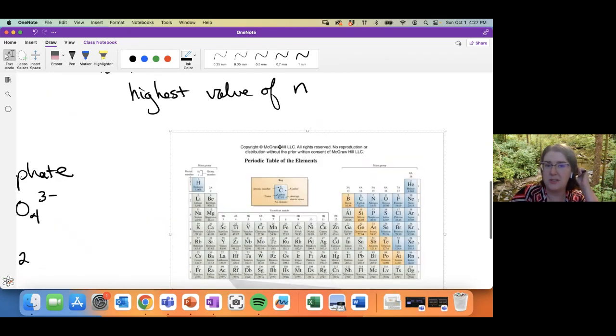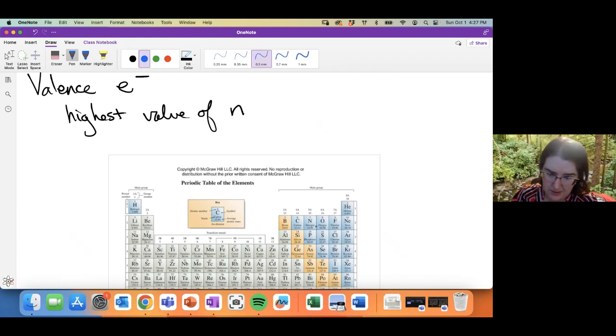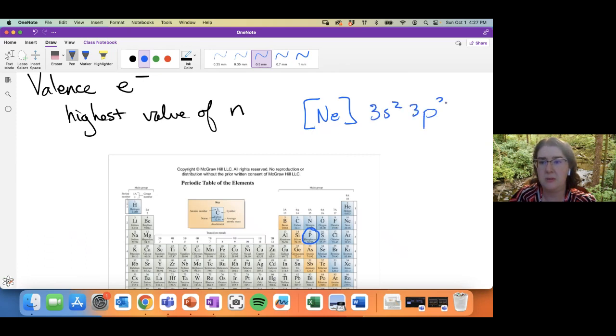So valence electrons are always going to be the highest value of N, and I do not care where you are. So let's just talk about phosphorus. Why not? Phosphorus: neon 3s2 3p3. Valence electrons is the highest value of N. That's everything in the p subshell. Phosphorus should have a grand total of 5 valence electrons. And it does, right? Because it's hanging out in group 5A.